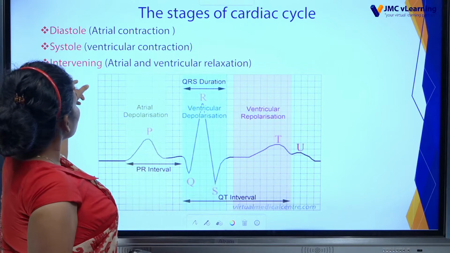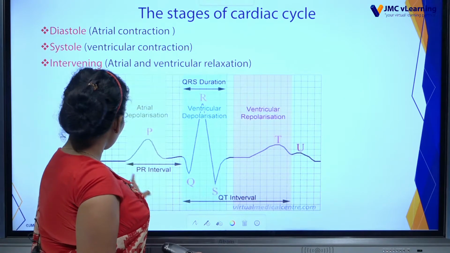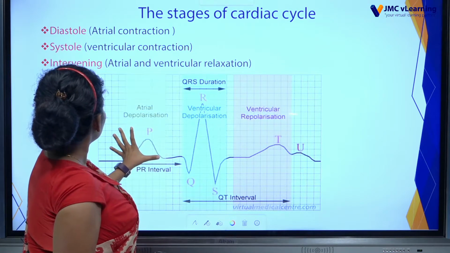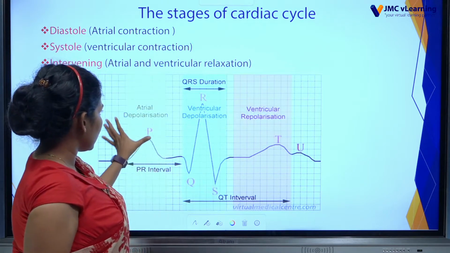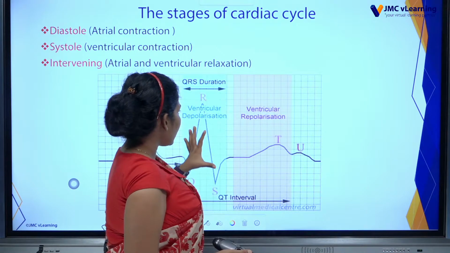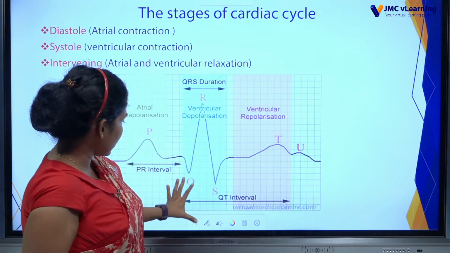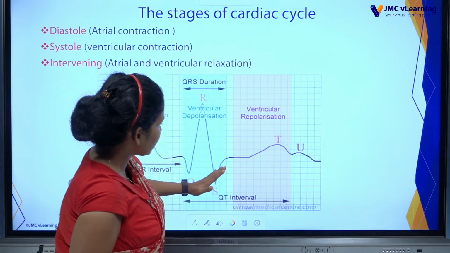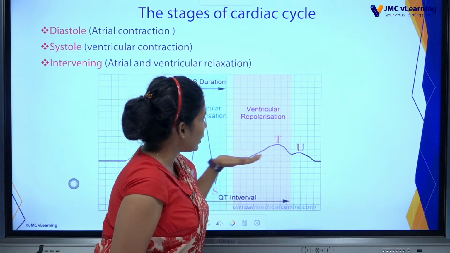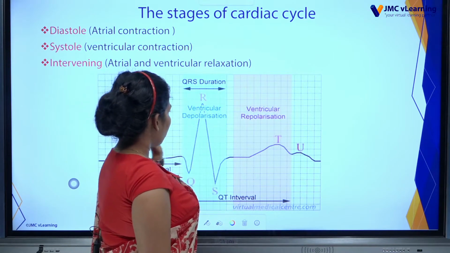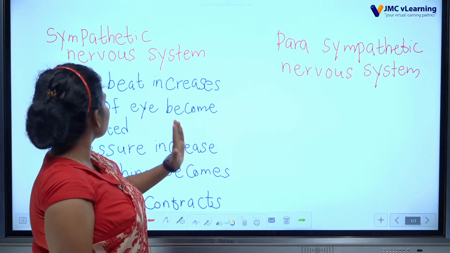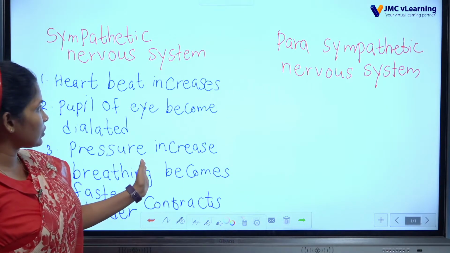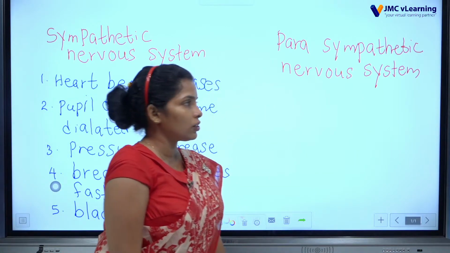So, diastole means, here you can see this part P is atrial depolarization, and ventricular depolarization is here, that means the QRS part, and here is ventricular repolarization. So, now we are going to see the differences between the sympathetic nervous system and the parasympathetic nervous system.